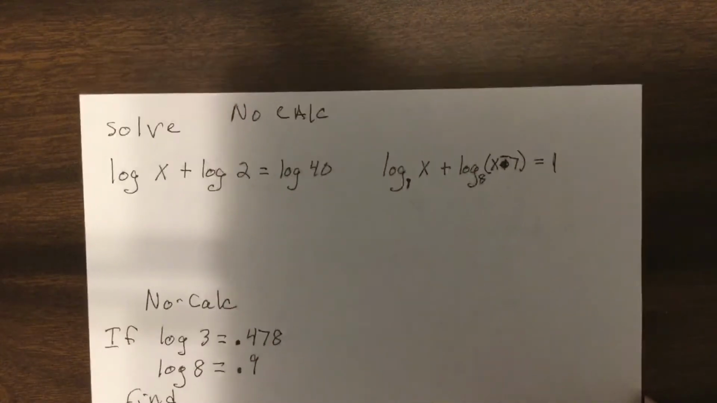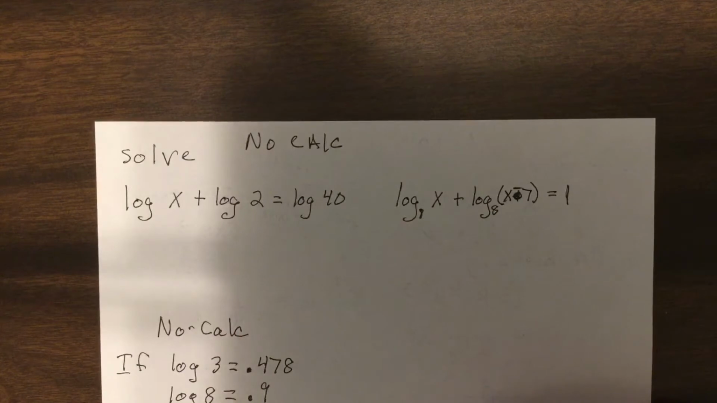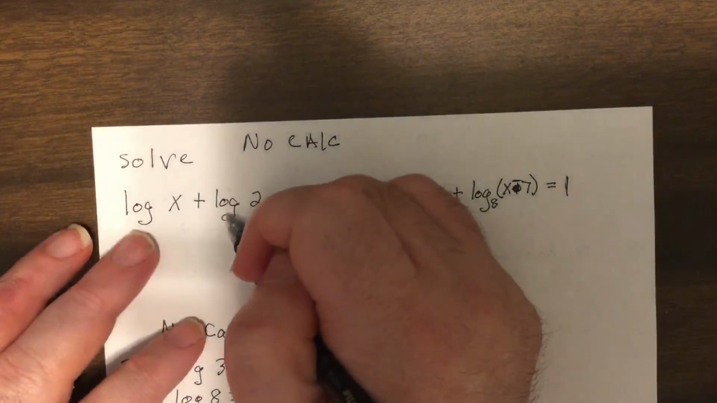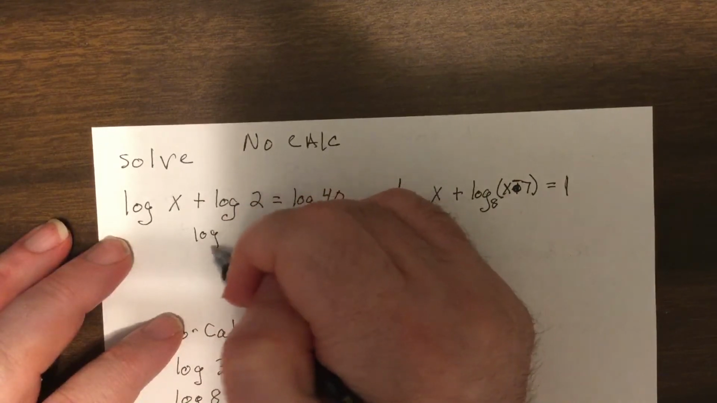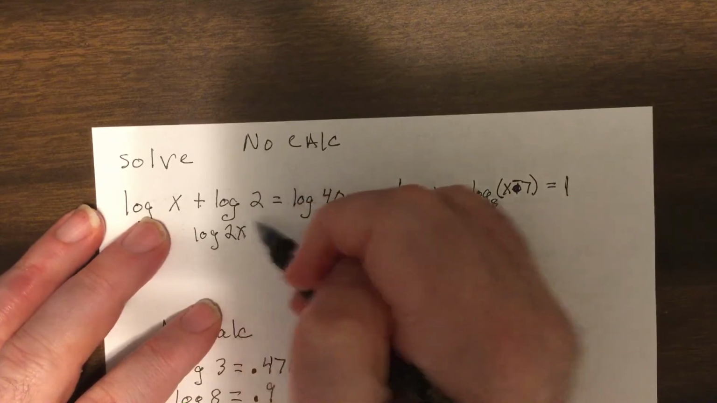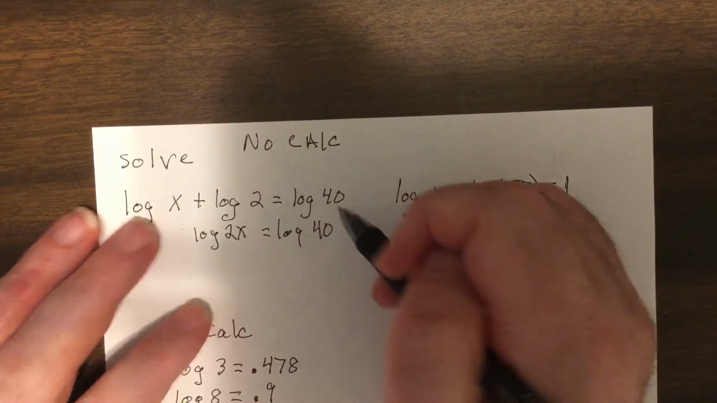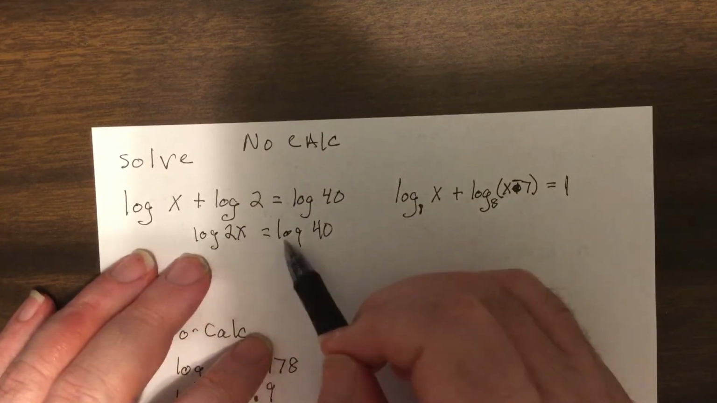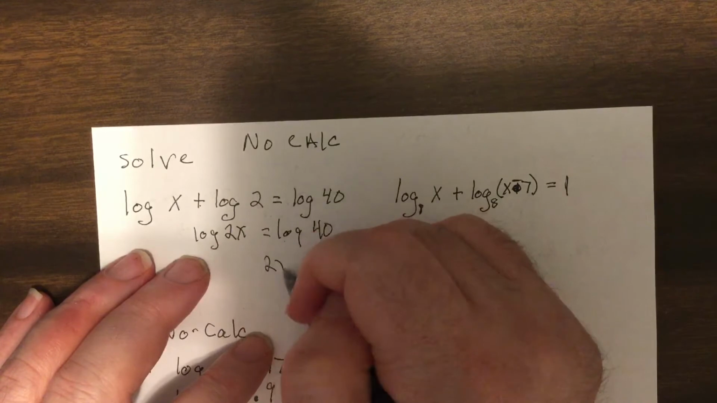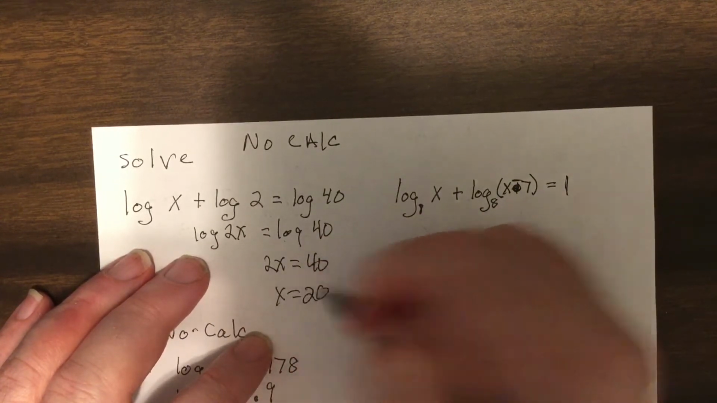Okay, do the top two, and then turn me back on. Okay, you get 1 log. When you add 2 logs, you multiply the innards. Whenever you have a log on both sides, same base, the insides have to be equal. So 2x equals 40, so x equals 20.